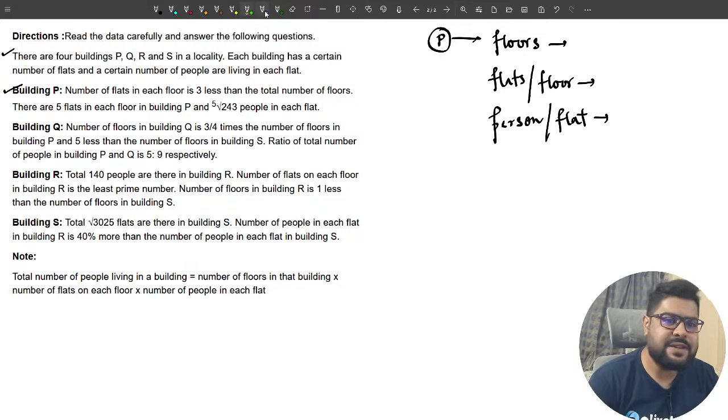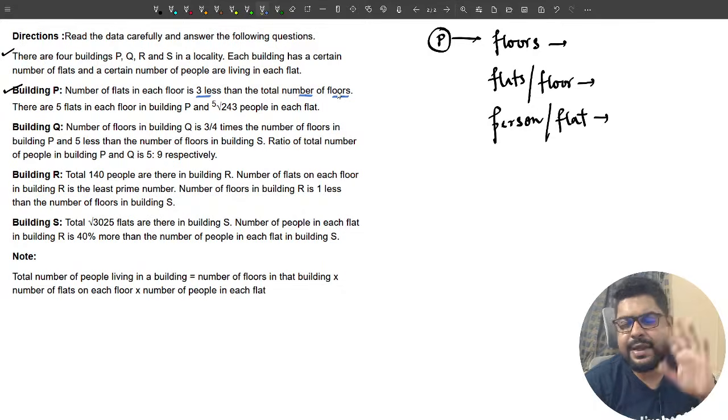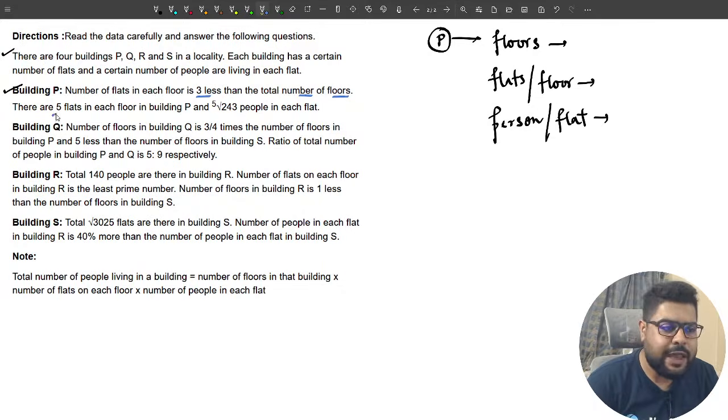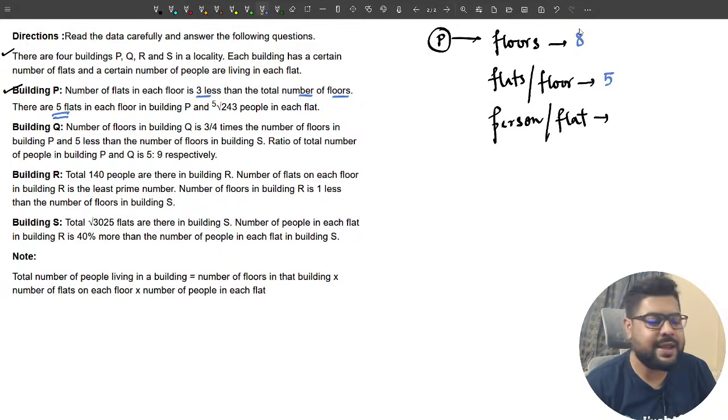So first things first, the number of flats in each floor is 3 less than the total number of floors. There are 5 flats in each floor, sir. So now flats are 5, which is 3 less than the number of floors. So floors will be 3 more, so I can say this is 8. Number of floors is 8, sir.